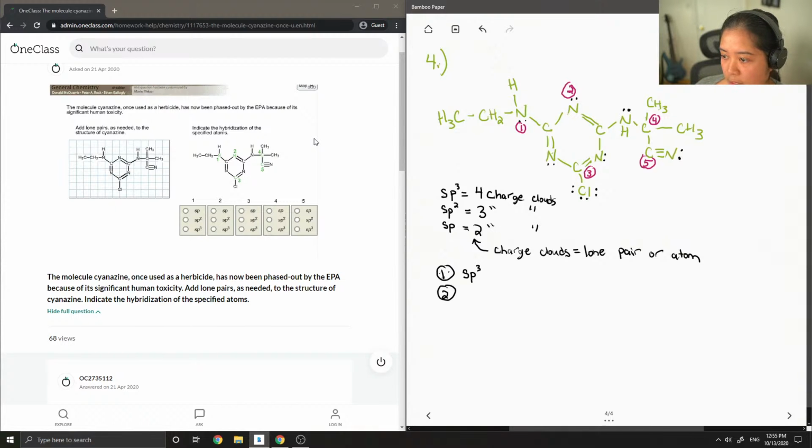For number 2, this nitrogen has 1, 2 atoms and 1 lone pair. So that means it has 3 charge clouds in total. So that nitrogen is sp2.